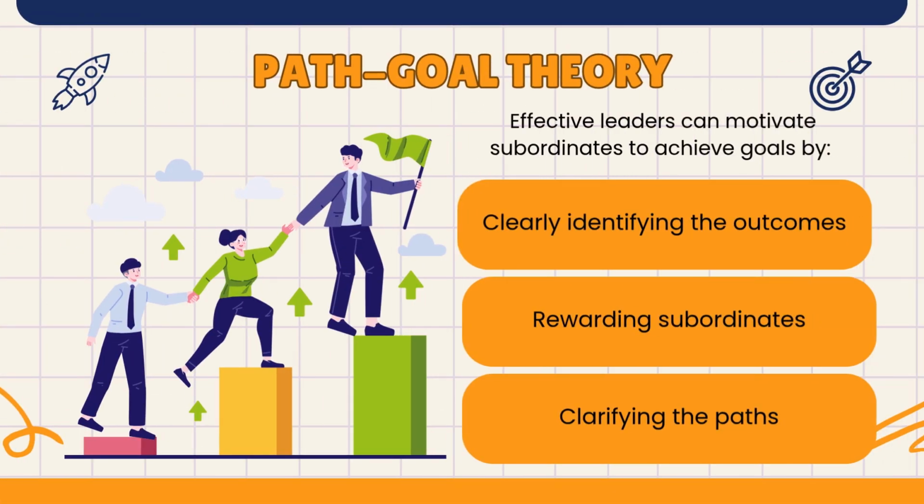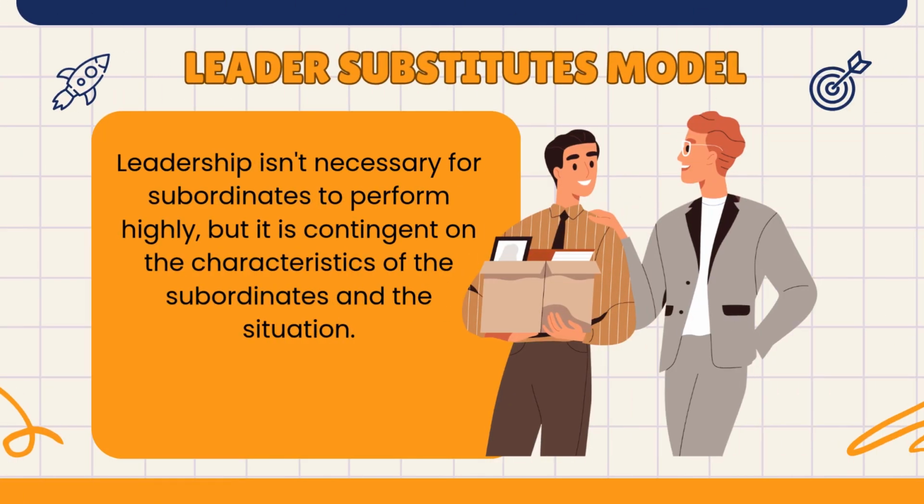In path-goal theory, a leader's role is to motivate subordinates by clarifying how to achieve goals. This involves identifying outcomes, removing obstacles, and rewarding good performance.